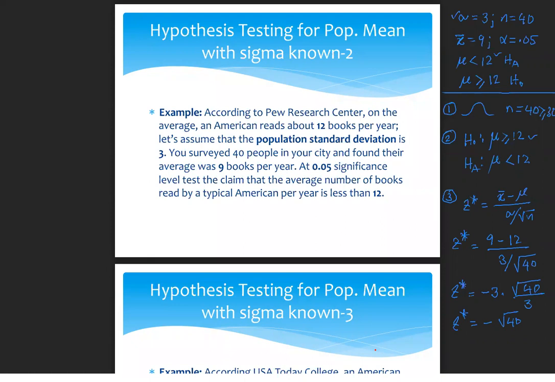And that is roughly about 6.32. Z star is equal to negative 6.32. All right, that's what it is.